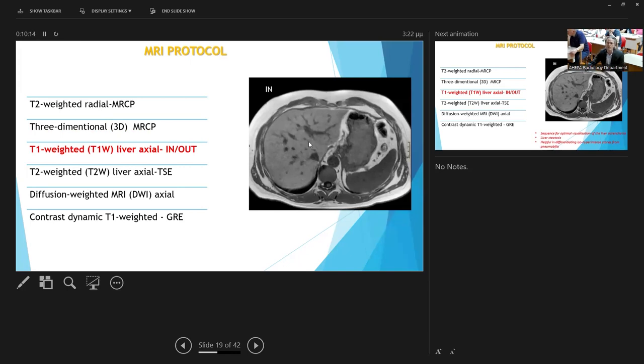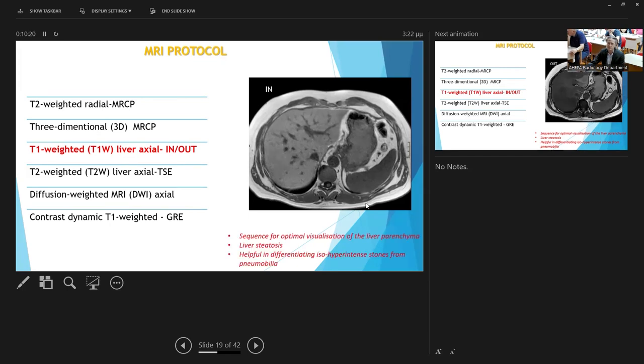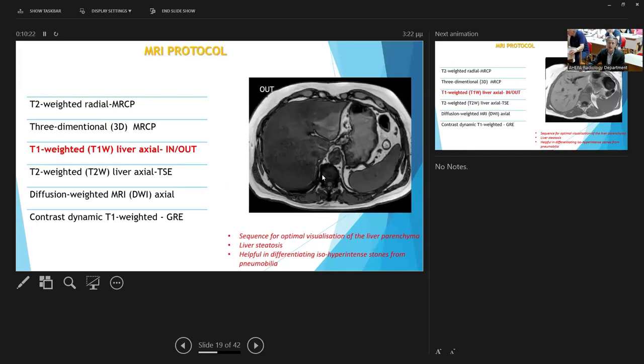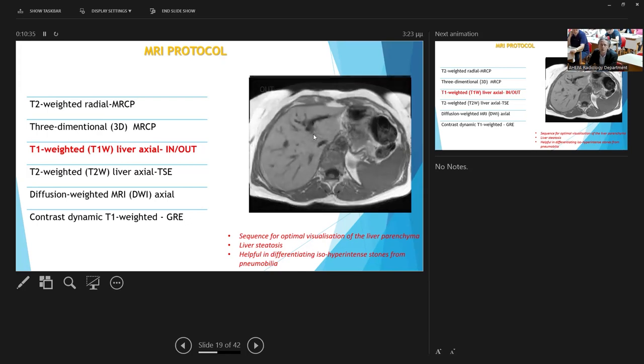And the aim of these sequences is first to recognize the standard anatomy of the abdominal organ. Secondly, they should rule out the presence of steatosis that is quite common in those patients with primary sclerosing cholangitis. And finally, they are really helpful in differentiating the stones from pneumobilia.